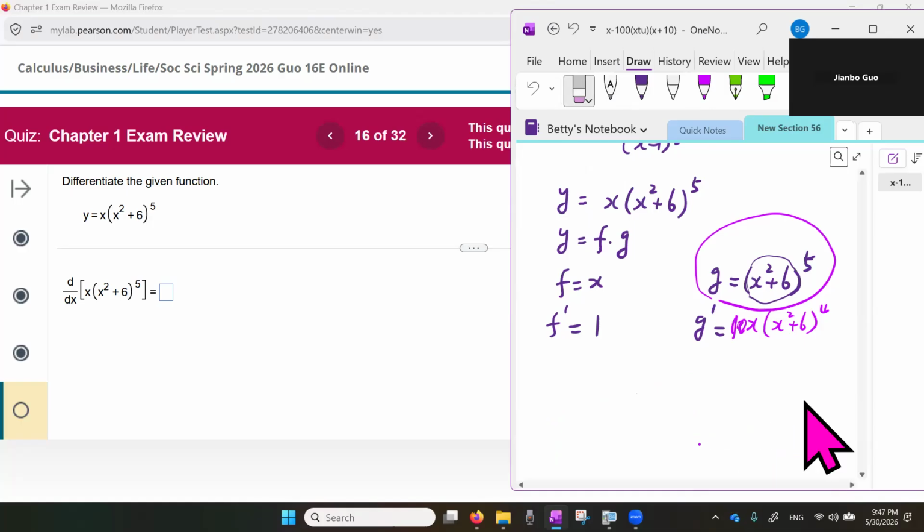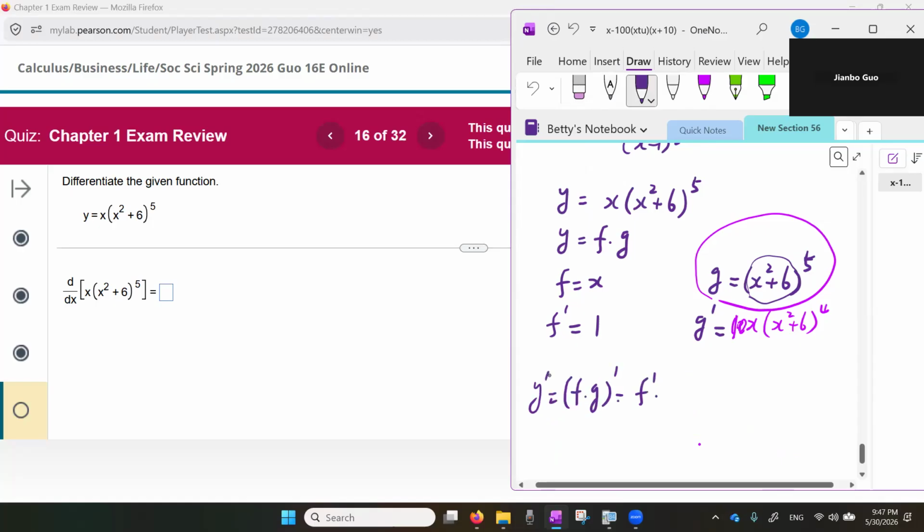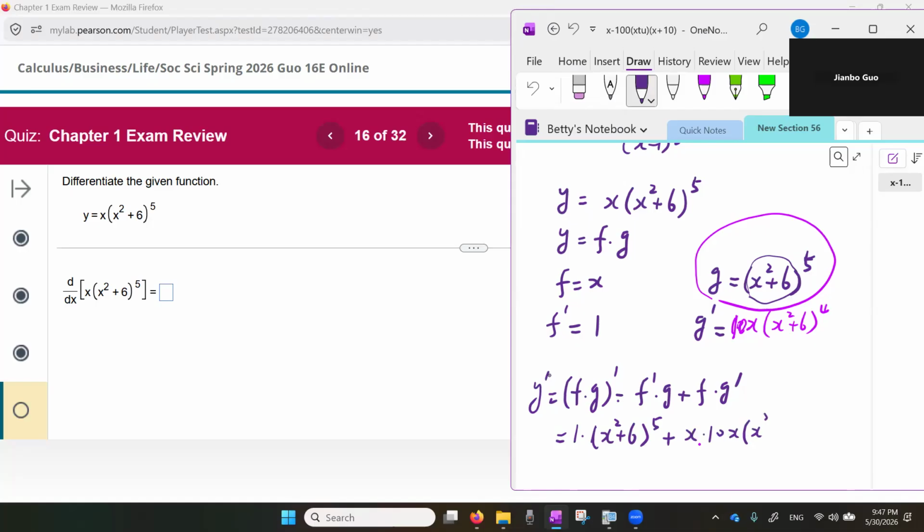Once we have f prime, g prime, we can apply the product rule. So y prime is f prime g plus f g prime. f prime is 1. 1 times g, which is (x squared plus 6) to the power of 5, plus f, which is x, times g prime, which is 10x (x squared plus 6) to the power 4.